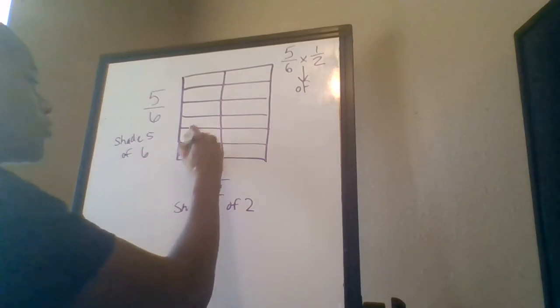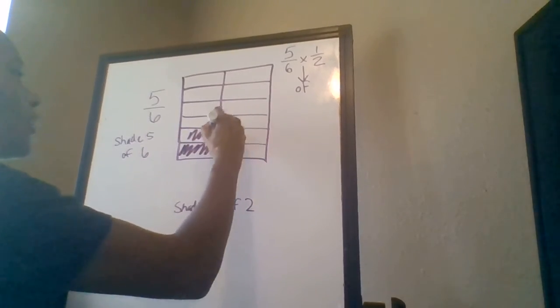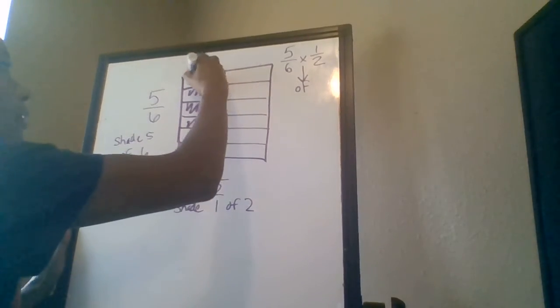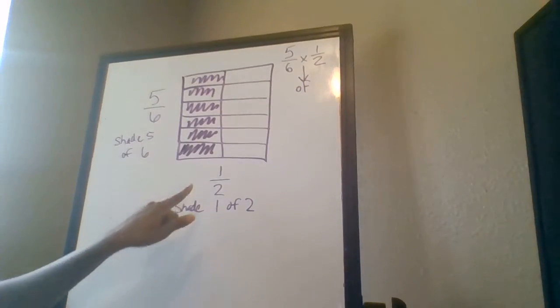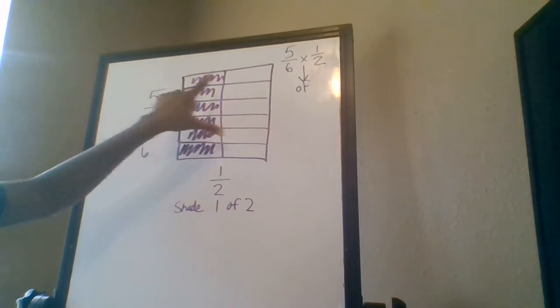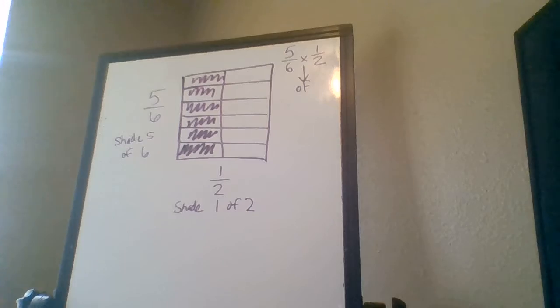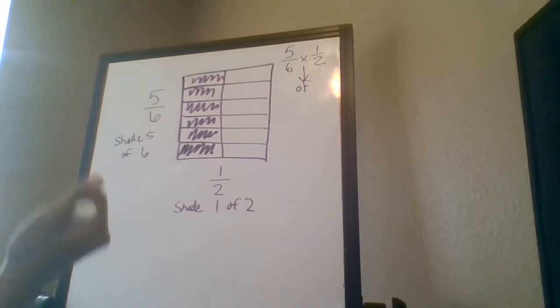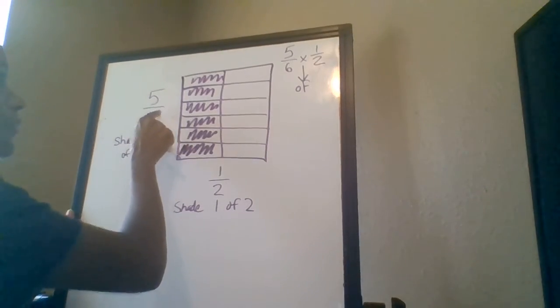So I'm going to show half of that. So I'm going to shade half of my model. Now I need to show 5/6 of the 1/2. So my 1/2 is shaded. Now I need to show 5/6 of that. So in order to do that, I need to shade 5 of the 6 pieces. So 5 of the 6 pieces.